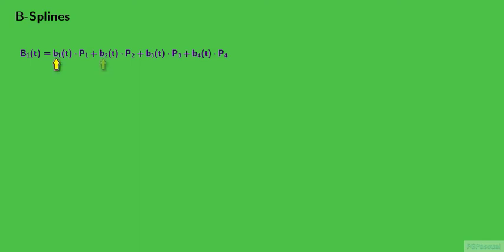Lowercase b1, b2, b3, and b4 are all scalar functions of a parameter t. And p1, p2, p3, and p4 are the 4 points on which capital B1 will be based.